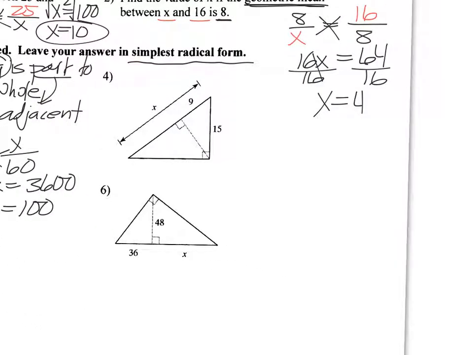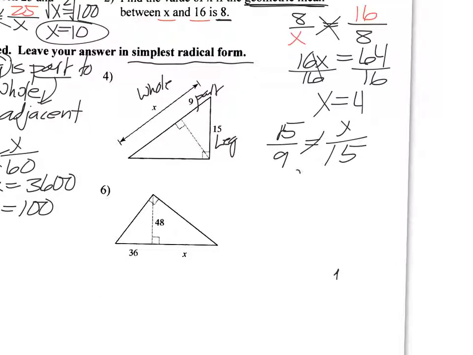Okay, same thing. Here is leg, so a good idea is to identify your parts. That's your leg. This is our part. This is our whole. So leg goes down twice. Adjacent part to whole. Cross multiply, we get 9x equals 15 times 15 is 225. We divide by 9. So x is 25.